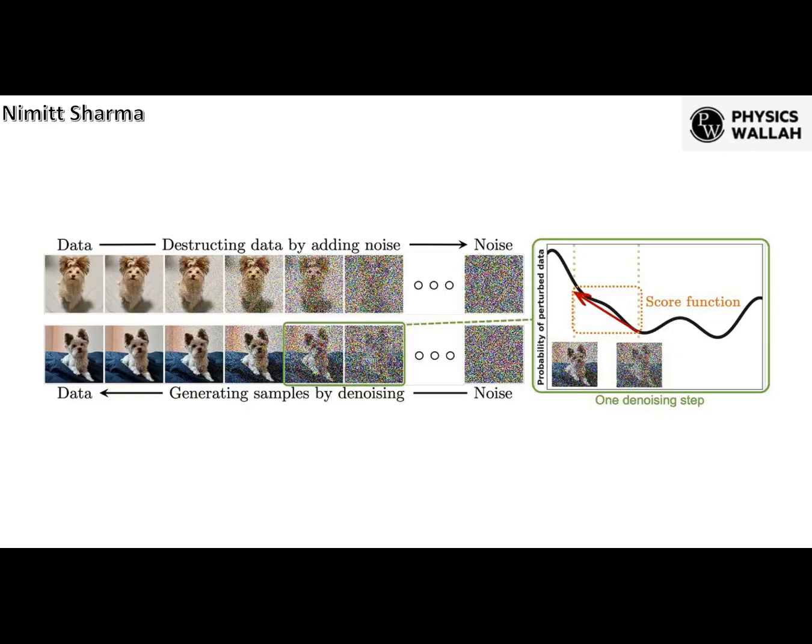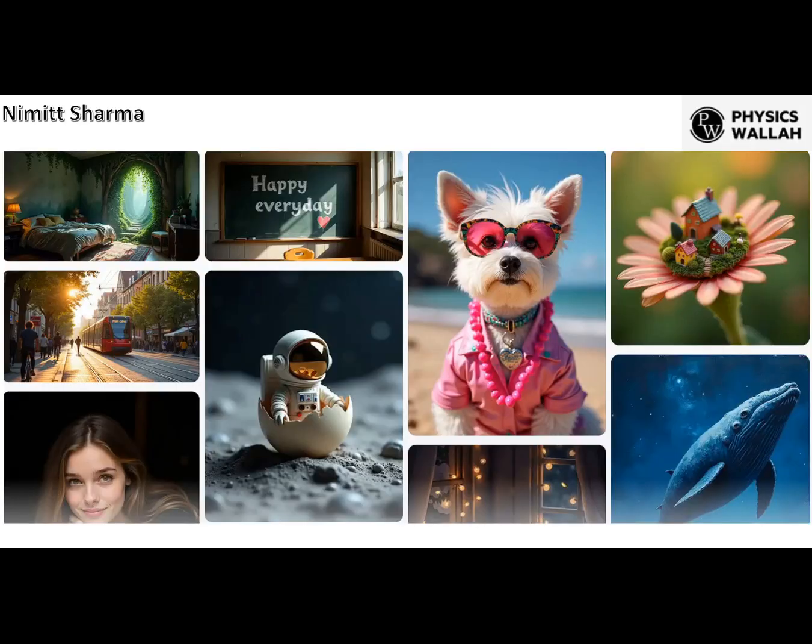It takes the noisy, static image and step by step removes noise from it until it finally reconstructs a clear, clean, new image. The reason diffusion models are killing it right now is because they generate super high quality, detailed, creative images, better than most GANs and VAEs.